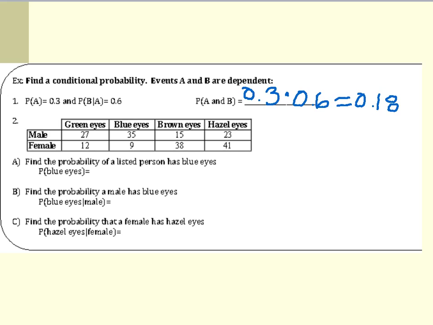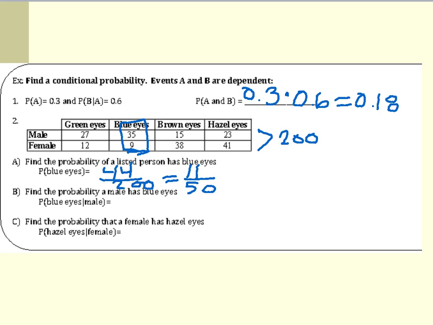This one says find the probability that a listed person has blue eyes. If you added these all up, you'd have 200. There's 100 in male and 100 in female. So our blue eyes, well, that's 35 plus 9. It's this right here. There's our blue eyes. So 35 plus 9, that's 44 out of 200. And if you reduce that, because we should always reduce our fractions, that's 11 out of 50.